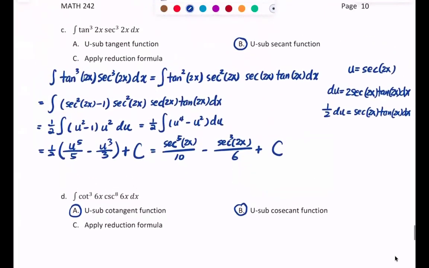It's actually very similar to this one that we just did, because that's a tangent secant combination. And we use up the secant, but this time we want to use up the cosecant, right?